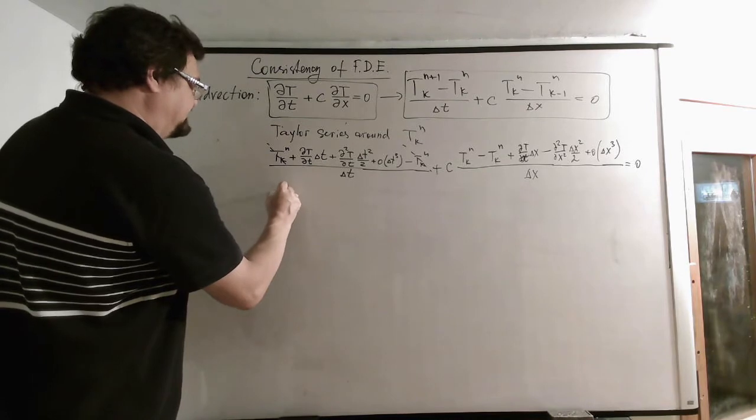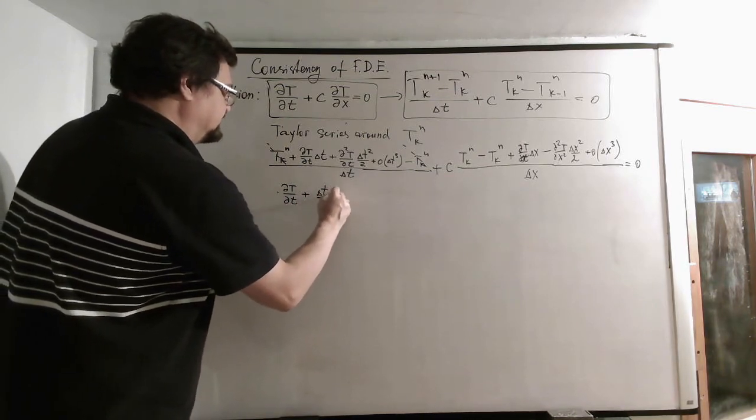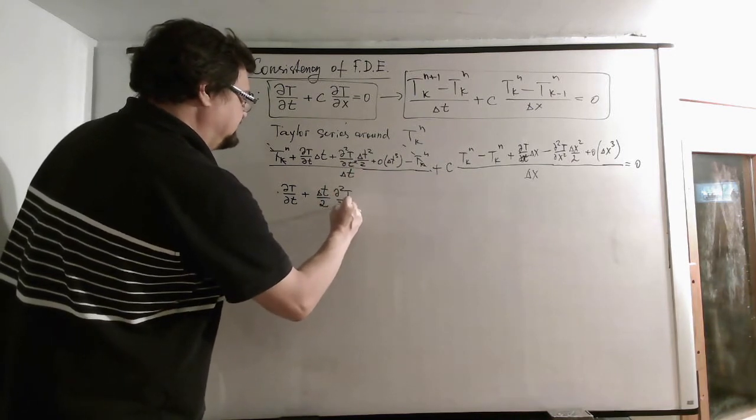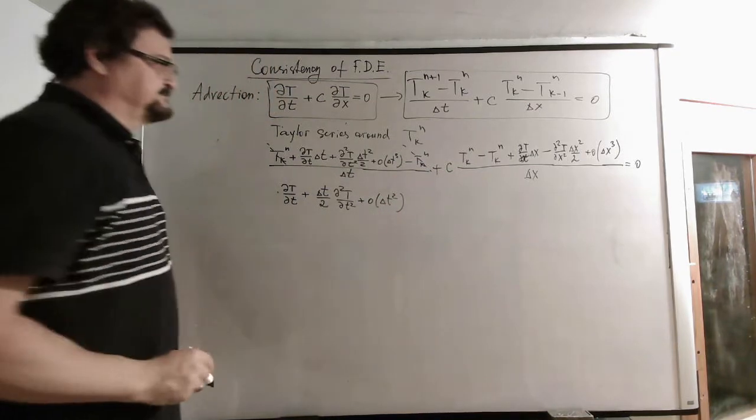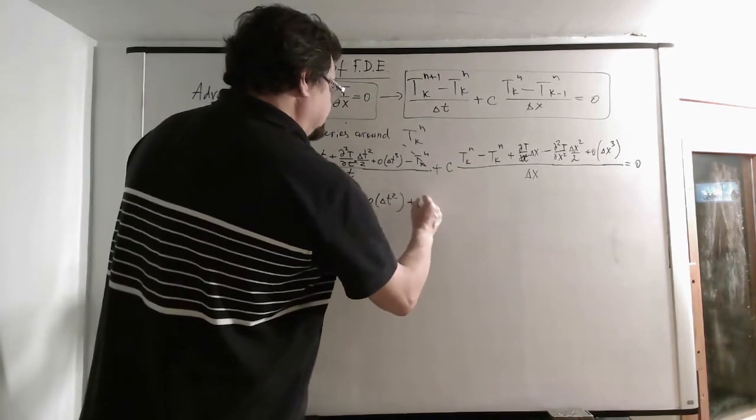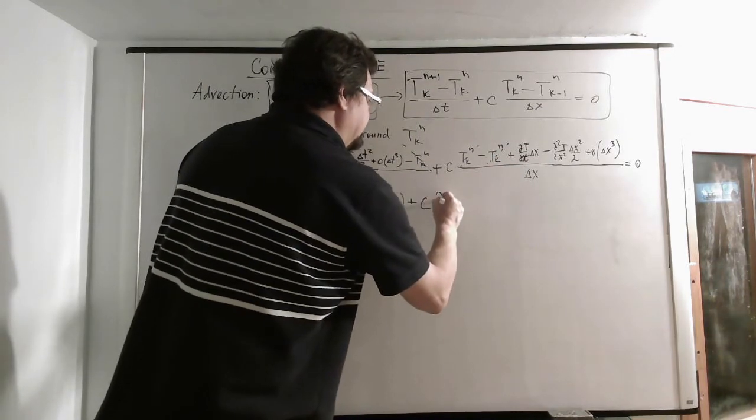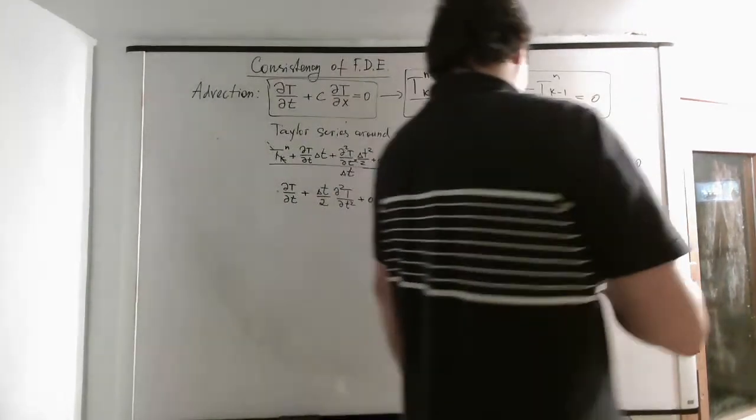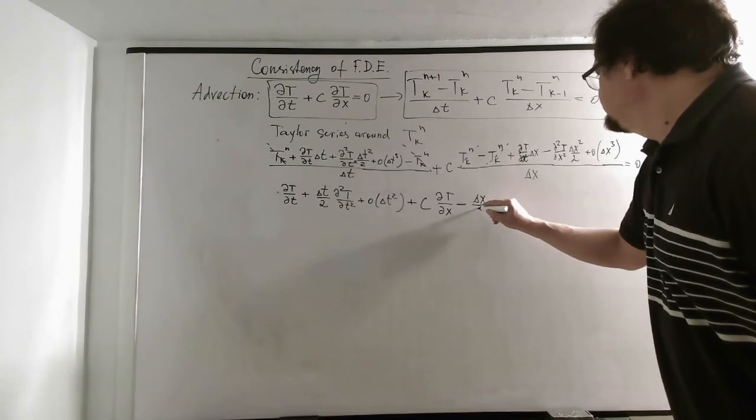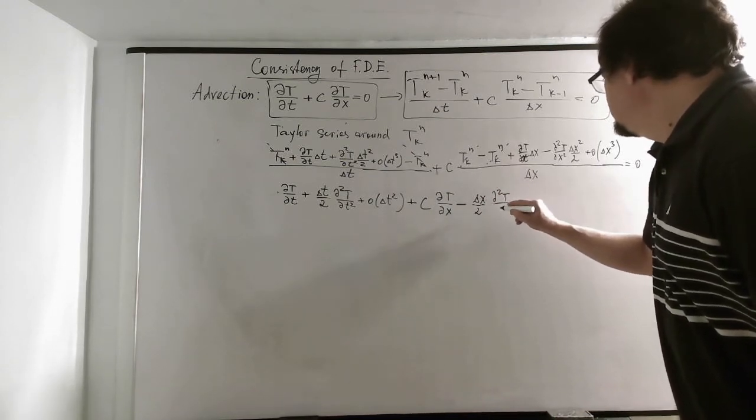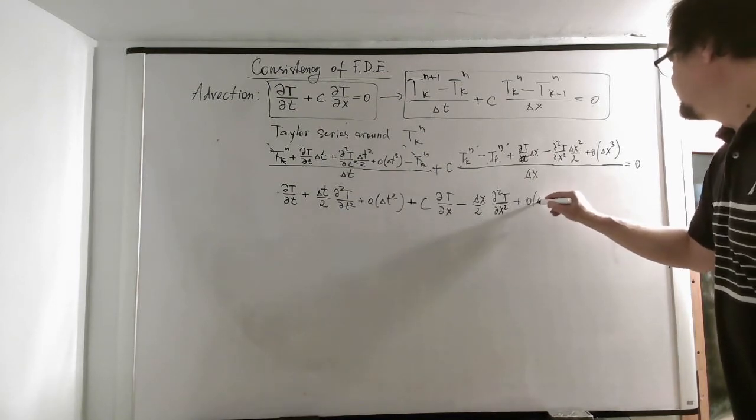And here we divide by delta t, we have dT/dt plus delta t divided by 2, second derivative of T, plus O of delta t squared divided by delta t, plus c. So now here these guys also will disappear, and the first derivative with delta x will cancel, so we have dT/dx minus delta x divided by 2, second derivative of T with respect to x squared, plus O of delta x squared.